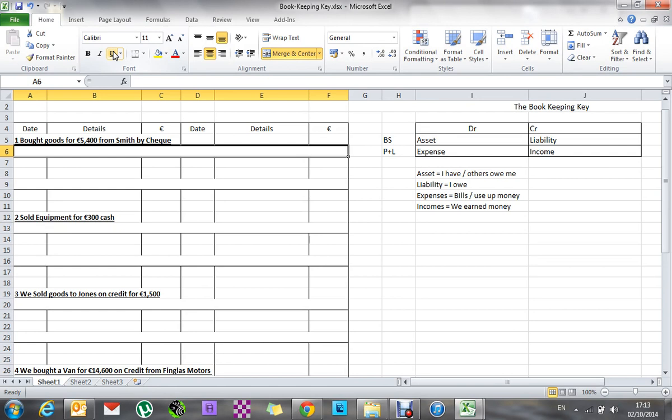So first thing we do is we're going to name the two accounts, decide on what class they are, asset, liability, expense or income, and then from there we'll be able to decide on the debits and credits. So we bought goods for $5,400 from Smith by cheque, so we need to name the two accounts. So we paid a cheque, so therefore money has left our bank account. So the first thing we want to have is a bank account.